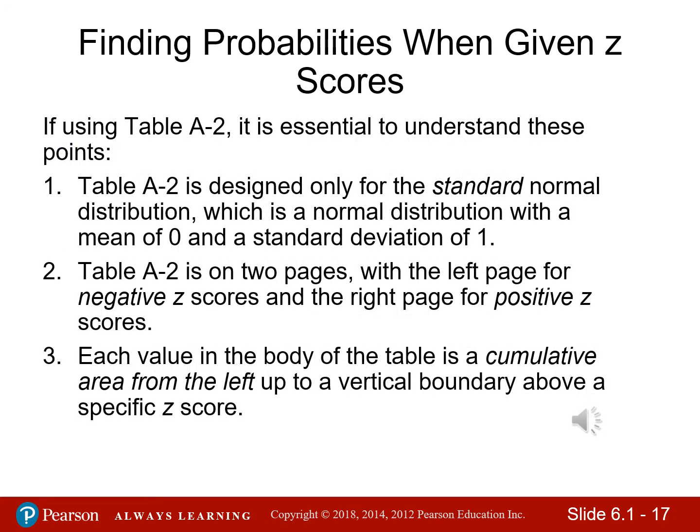If using Table A2 in our appendix, it's essential to understand these points. First, Table A2 is designed only for the standard normal distribution, which has a mean of 0 and a standard deviation of 1. Second, Table A2 is on 2 pages, with the left page giving the negative z-scores and the right page giving the positive z-scores. Each value in the body of the table is a cumulative area from the left up to the vertical boundary above the specific z-score.